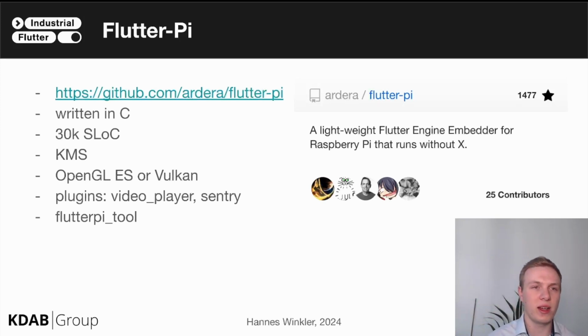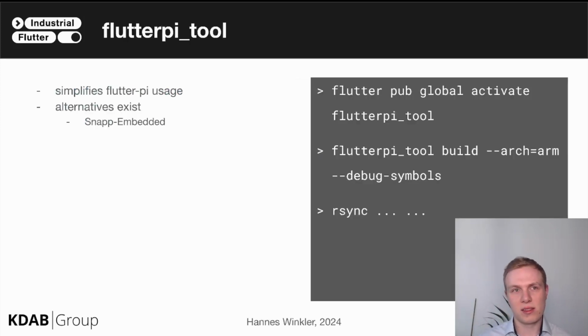There's a video player plugin using GStreamer. It's all hardware accelerated. And it also has its own tool, which makes using it a bit easier. It's called flutter-pi tool. Yeah, that's how you use the flutter-pi tool here. Pretty simple. You just need to install it and build the app and then copy it over to the target device, and then you can run it using flutter-pi.